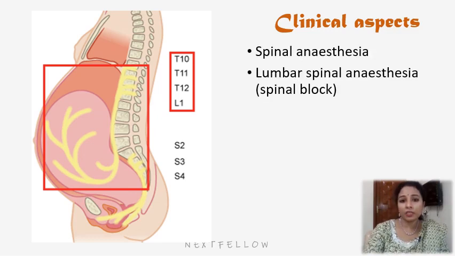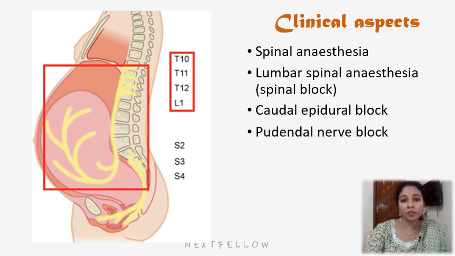So the types are spinal anesthesia, lumbar spinal block, caudal epidural block and pudendal nerve block. In caudal epidural block, the anesthetic agent is administered through an indwelling catheter in the sacral canal, and it anesthetizes the subperitoneal and somatic structures. So the entire birth canal, pelvic floor and most of the perineum are anesthetized, but the lower limbs are not usually affected, and the mother is aware of uterine contractions.